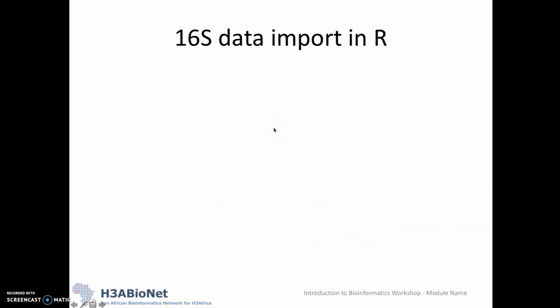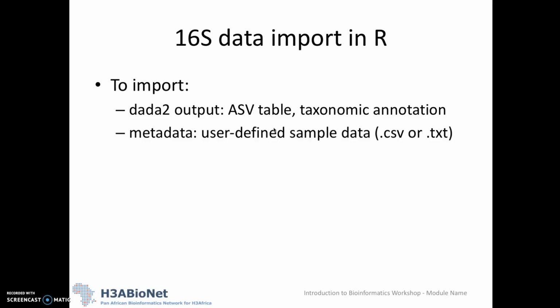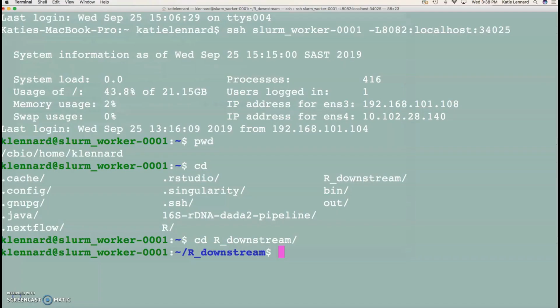So if we try and import our data into R, what we're going to have to do is take the DADA2 output. You should have saved it as .rds objects, and you should have an ASV table and your taxonomic annotation. And then we'll also have some metadata that we'll supply, and often these are in CSV or text format. So just before we get started in RStudio, you're going to need a number of files to do this analysis.